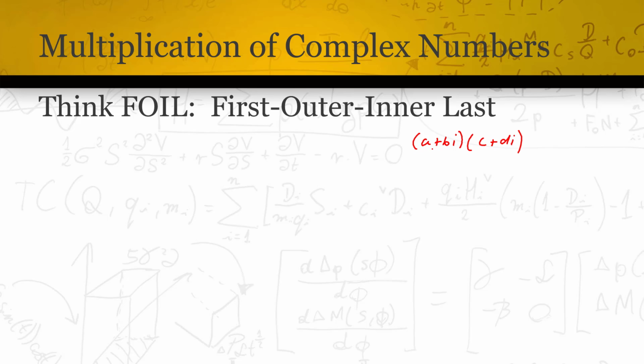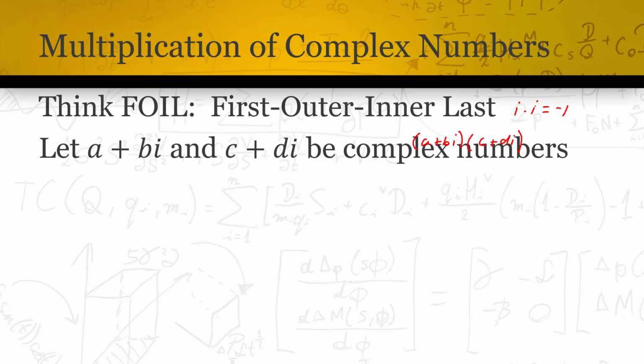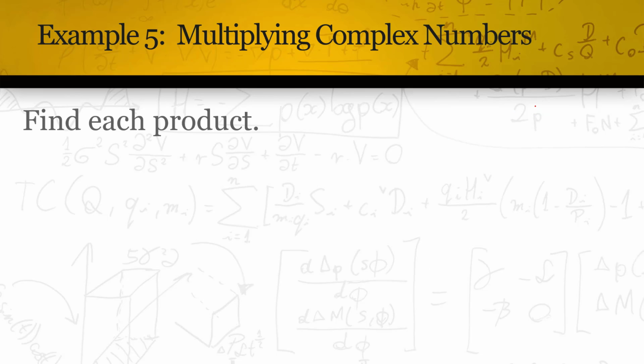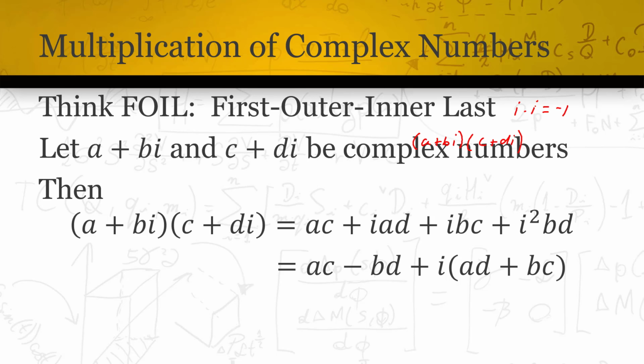And look what we have here. We basically have two binomials. So we multiply these two together like we multiply any other two binomials, taking advantage of the fact that i times i is equal to negative 1. So this is what we do. Here are our two binomials. We multiply the first, ac. We multiply the outer, a times di, iad.